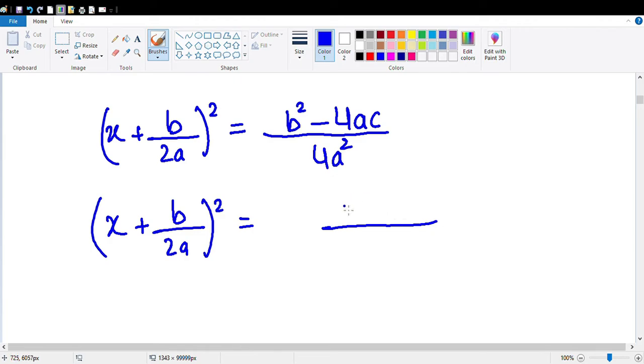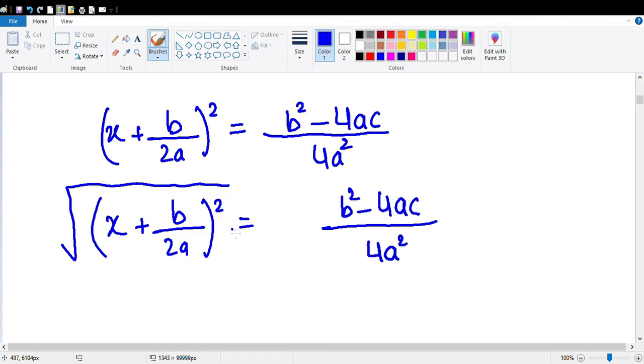Let's get it: b squared minus 4ac over 4a squared. And to get rid of the square, we are going to have to take the square root on both sides. So we get the square root of x plus b over 2a, whole square, and we get plus or minus the square root of b squared minus 4ac over 4a squared. Right?